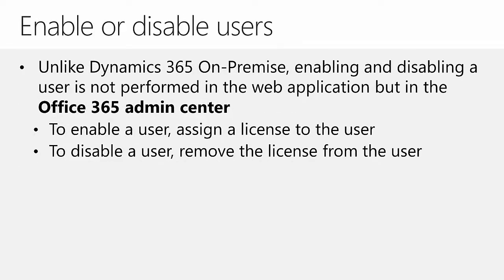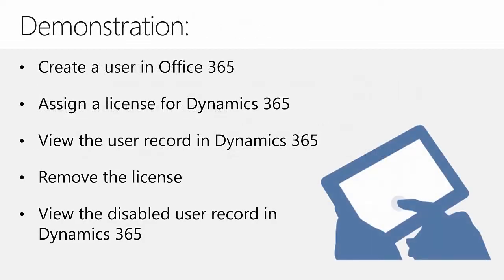Unlike Dynamics 365 on-premise, enabling and disabling a user is not performed in the web application, but in the Office 365 Admin Center. This means that administrators can control who has access to Dynamics 365 by simply enabling and disabling the user accounts on the Office 365 Admin Center. This is especially useful when a user takes a leave of absence and even when users leave the organization.